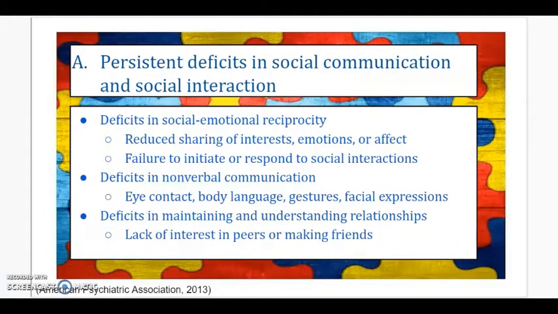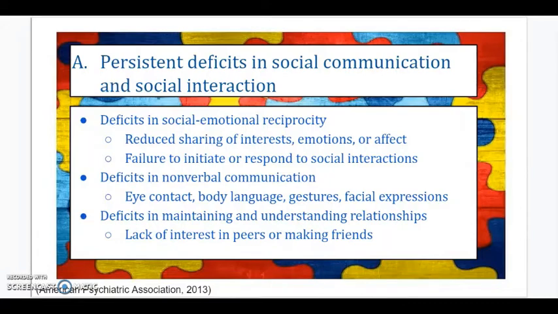So the persistent deficits in social communication and social interaction, this is that difficulty with social or emotional reciprocity. So they might not share interests with others, they might not be able to reciprocate emotion. Maybe the mother's hugging the child and the child is not interested in reciprocating that affection. And it's also a failure to initiate or respond to social interactions. So they're not going to go up to show their mom this toy that they have. They're maybe not able to ask for help. It could look like a lot of different things, but those are just examples.